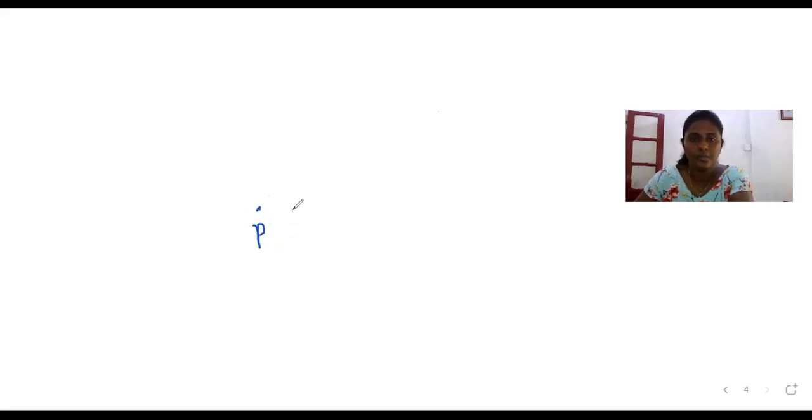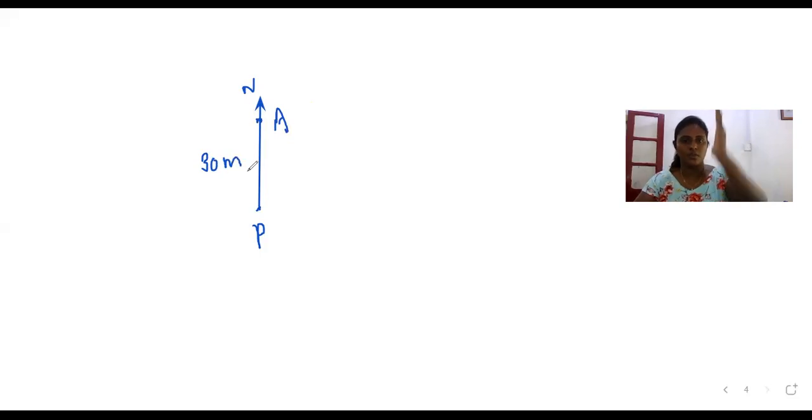Right, so now considering the location P, this is the location P. So corresponding to P, you have to mark north. Right, this is the direction of north. Then A is located 30 meters away on a bearing of 0. So definitely A is along this arrow marking north. So here A, here the distance is 30 meters. Always a bearing of 0 means along the direction of north.